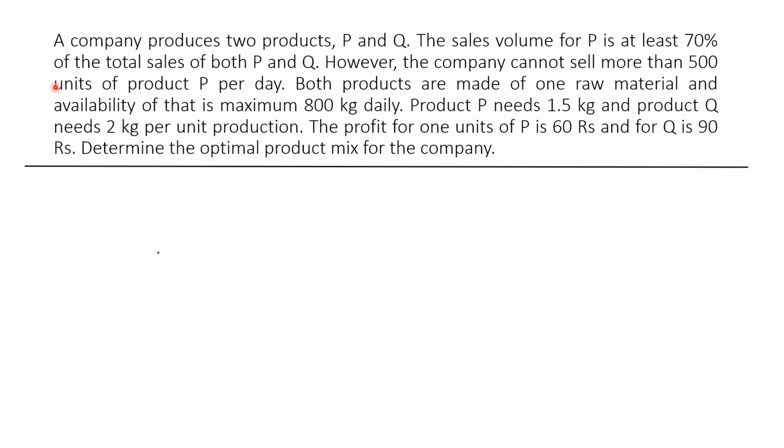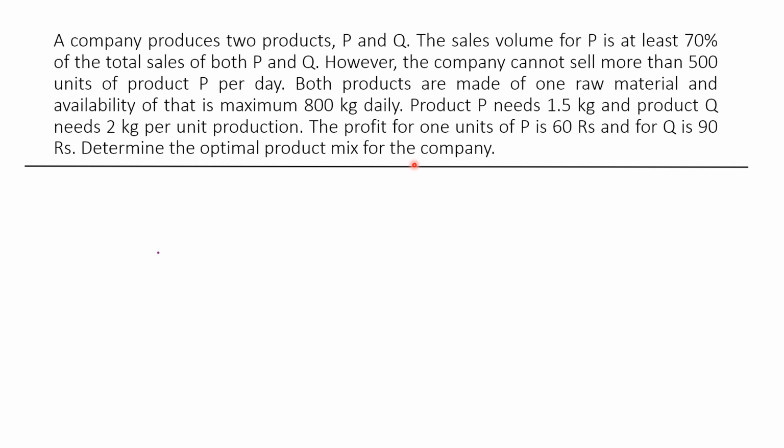So here in this example, the company produces two products P and Q. The sales volume of P is at least 70% of the total sales of both P and Q. However, the company cannot sell more than 500 units of product P per day. Both products are made of one raw material and the availability of that is maximum 800 kg daily. The product P needs 1.5 kg and product Q needs 2 kg per unit production. The profit for one unit of P is 60 rupees and for Q is 90 rupees. Determine the optimal product mix for the company.